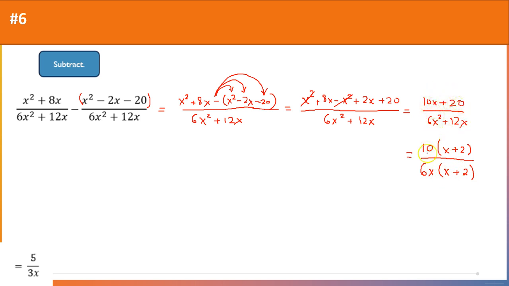Factor the numerator, got 10 times x plus 2. The x plus 2's can cancel. Okay, and then the 6 and the 10 can be reduced. 2 goes into 6 3 times, 2 goes into 10 5 times. And for the numerator, we end up with a 5, and the denominator, we have a 3 and an x. So we do get the same answer as we have here.